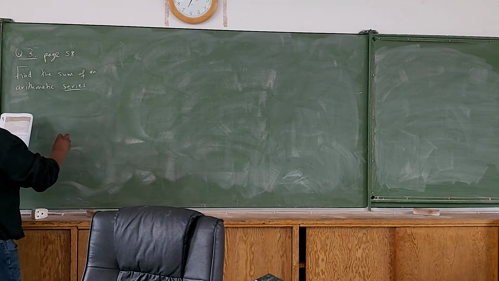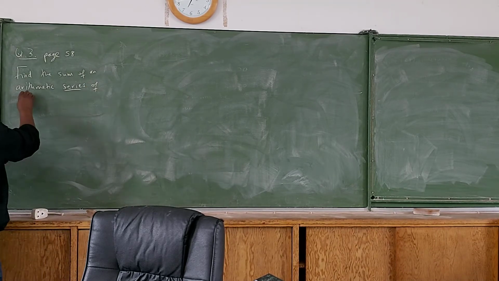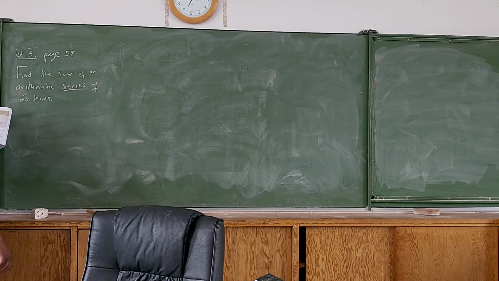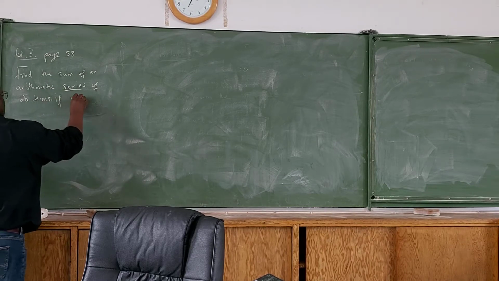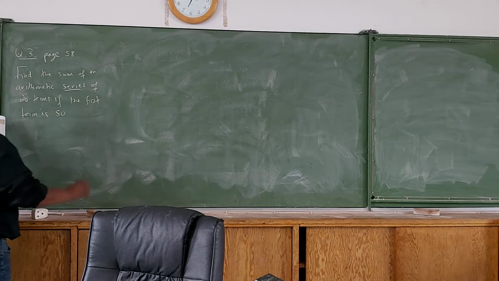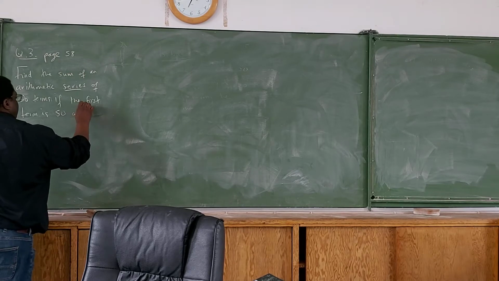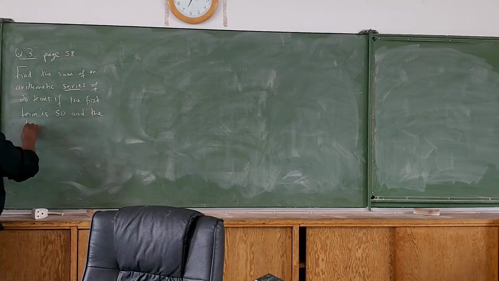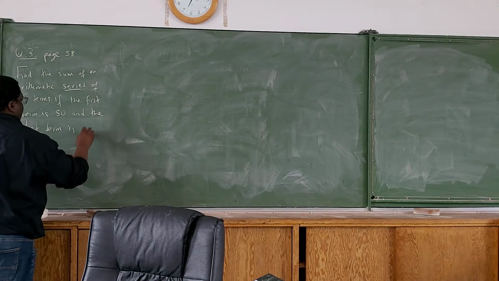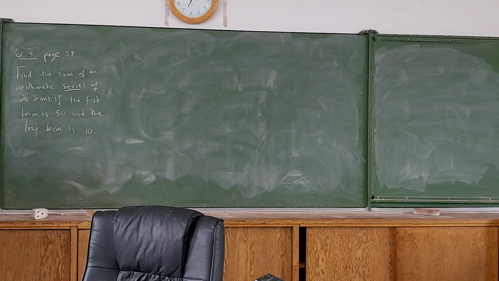And they are saying also, so we know the number of terms, it's 20. What else? And they say the first term is 50 and the last term is 10, we can use that formula. So last term. We can use that formula. What seems to be the problem here?